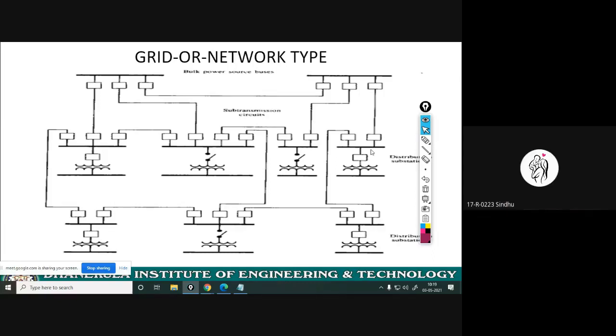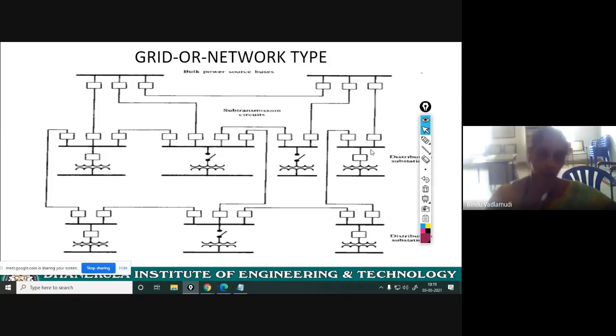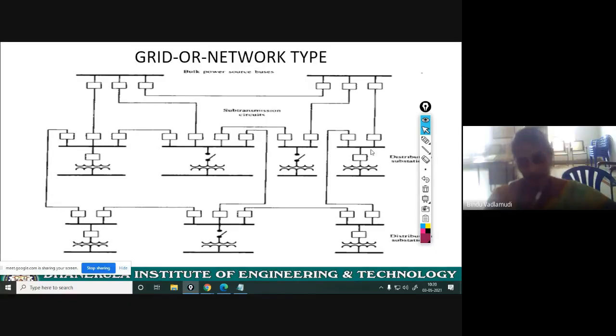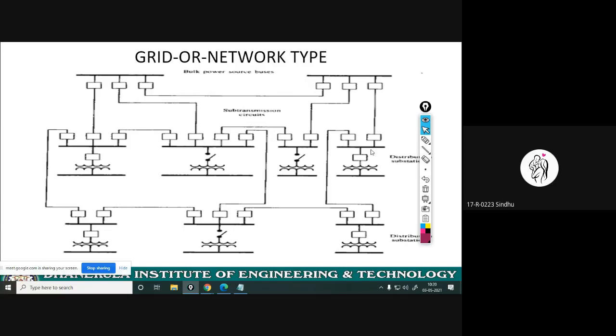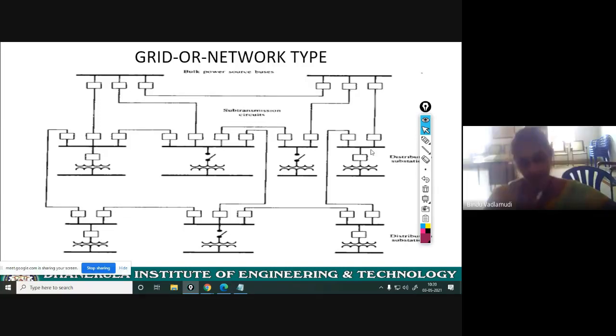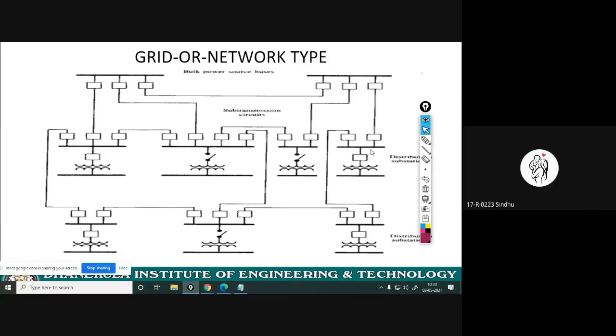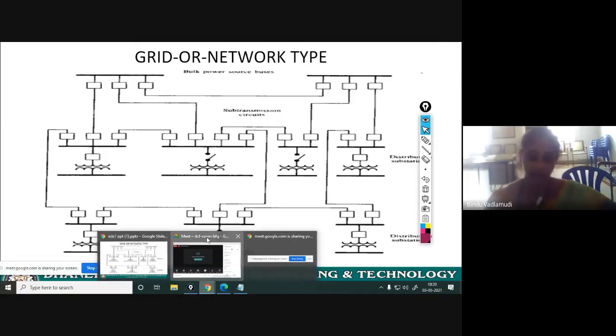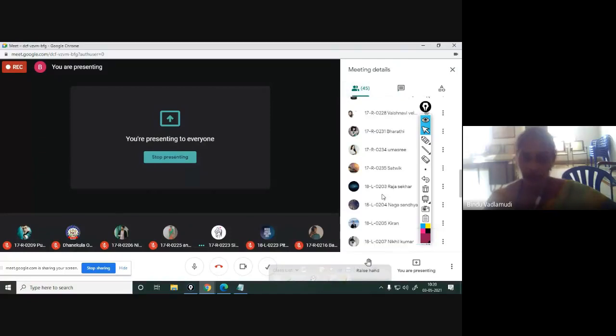Okay. So in short, what are the four different sub-transmission systems? Radial type, improved radial type, loop type, grid or network type. Is it clear? So what is the major limitation of the radial type?